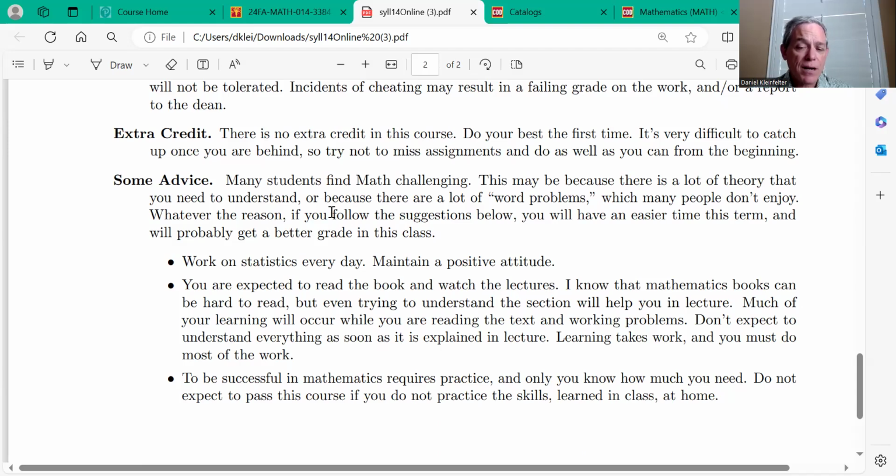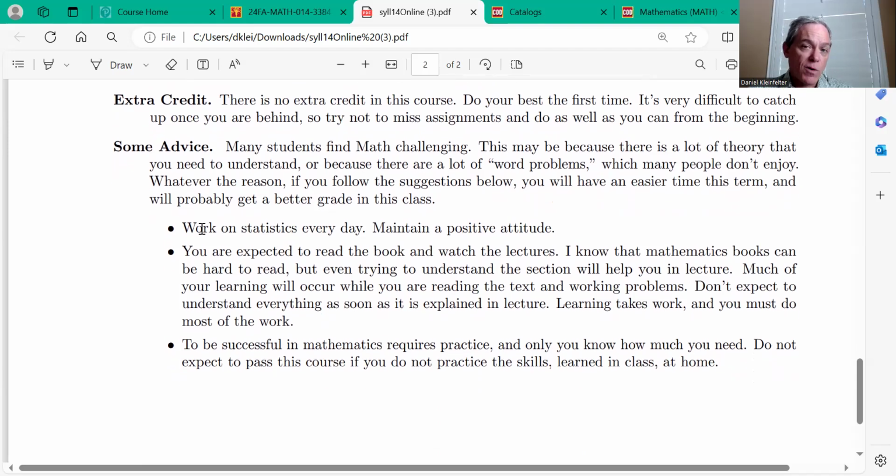Here are some suggestions to try to make this easier and make it more likely that we'll do well in the course. Try to work on statistics every day. With a class like this that is asynchronous, it's more up to you to make sure that you stay on top of things. And it's also very easy to just let it go for like 5 or 6 days and get to it on the weekend or something. But then it's kind of hard to get back on.